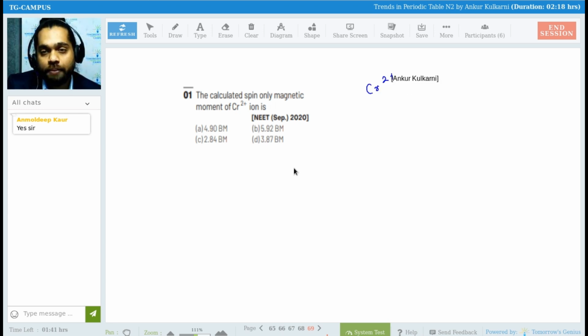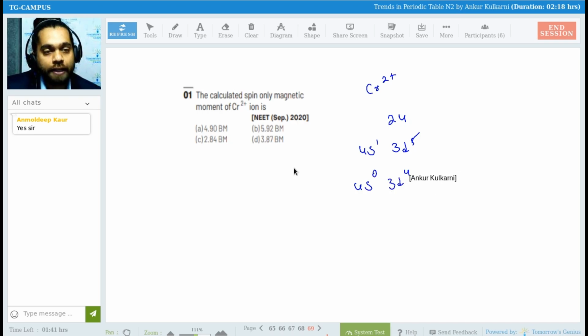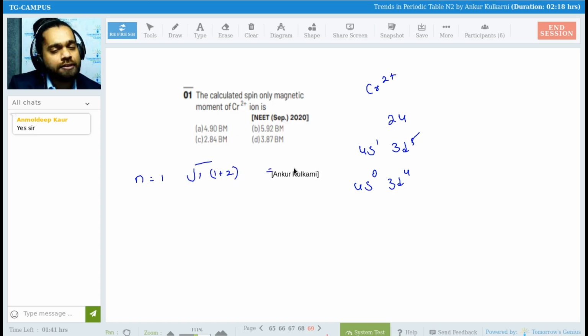Okay, fine. What is the atomic number? Atomic number is 24. So it is 4s1 3d5. 4s1 3d5. So if I remove the 2 electrons, it becomes 4s0 3d4. Yes. So always remember. See, look over here. If n is equal to 1, what is your value? If your n is equal to 1, it becomes 1 plus 2, that is under root 3. Yeah, under root 3, that is close to 1.73.